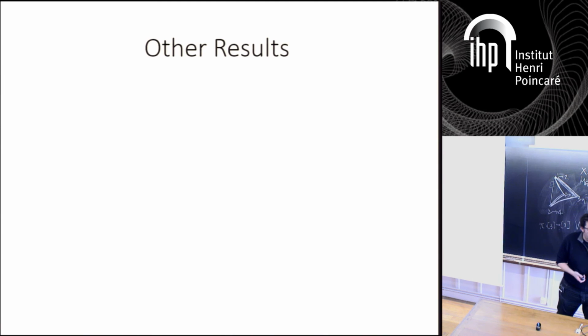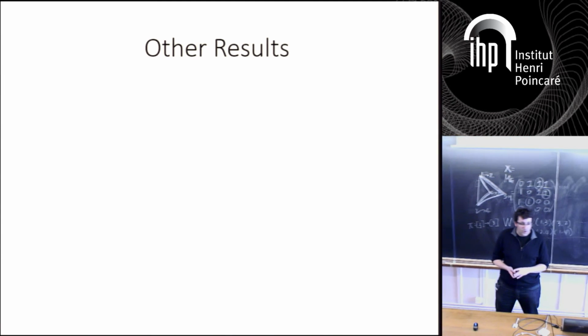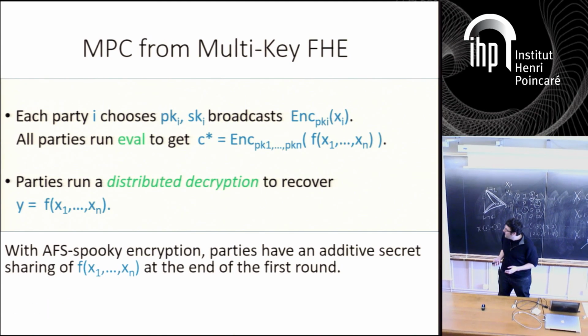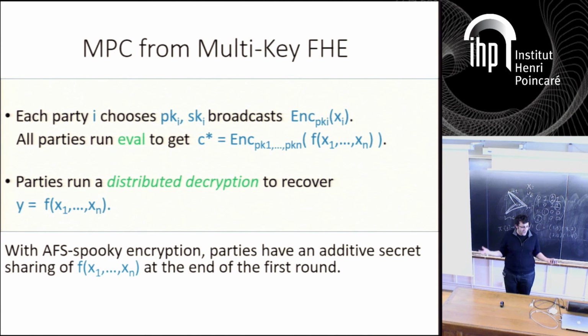So is this in the CRS model or is there no CRS? Good. This generic formulation doesn't have a CRS in it inherently, but the only way we know how to get this multi-key FHE and the spooky FHE from learning with errors does require a CRS. But it's not a programmable CRS. It's just a random string. We assume that there's some shared randomness that all the parties agree on. Is it uniformly random? It's uniformly random. It's the LWE matrix. That's it.